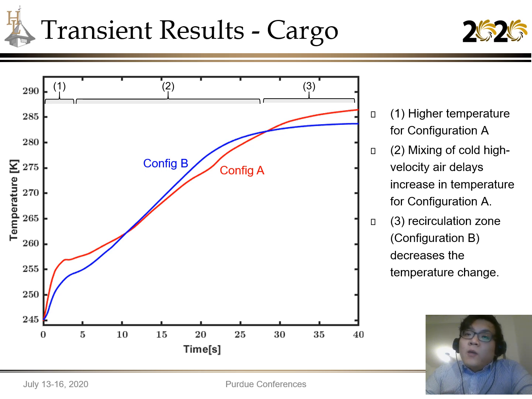However, during the time when the atmospheric air or the mixed air begins to make contact with the cargo, which is from zone 2, you see that configuration B has higher temperature than that of configuration A, which led to the cargo temperature for configuration B being higher than that of configuration A, as seen previously.